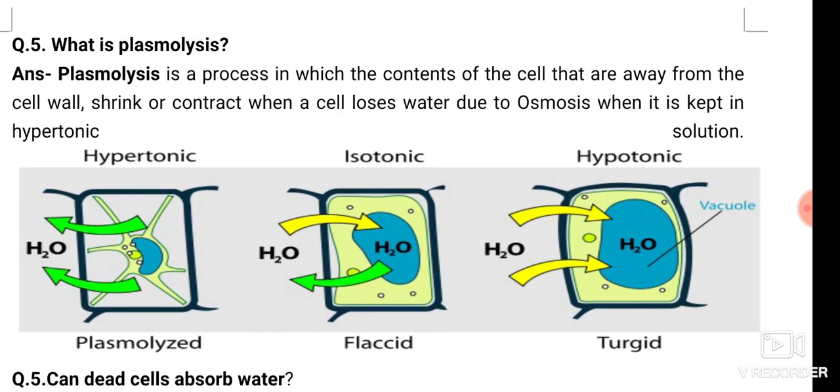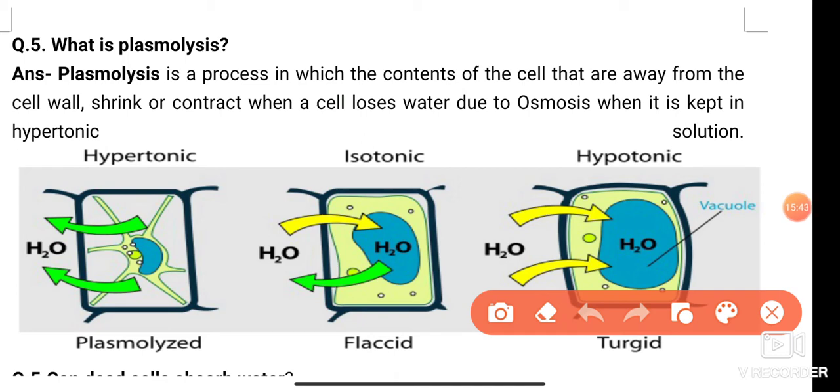Now, the next question is, what is plasmolysis? It is a process in which the contents of the cell shrink away from the cell wall, or contract, when the cell loses water due to osmosis when it is kept in a hypertonic solution. If we keep it in a hypertonic solution, then it can remove the whole water, the cytoplasm shrinks, and the cell wall does not change shape. This process is known as plasmolysis, and the cell is plasmolysed.